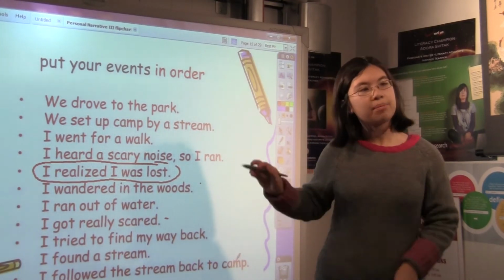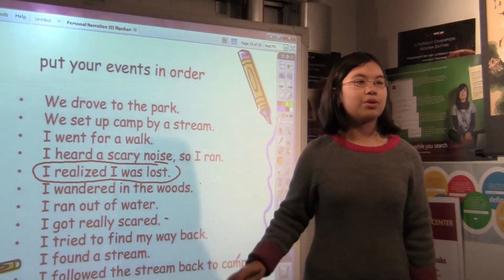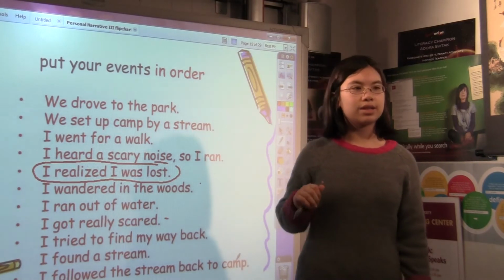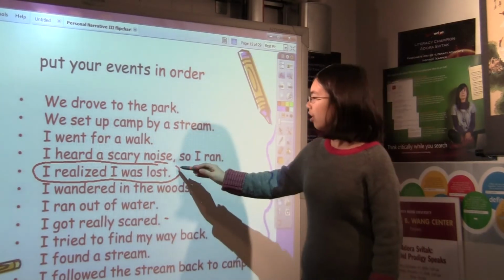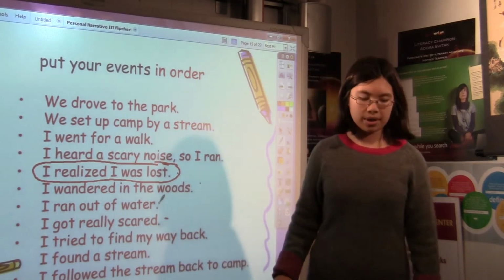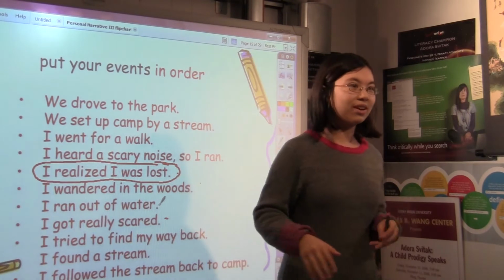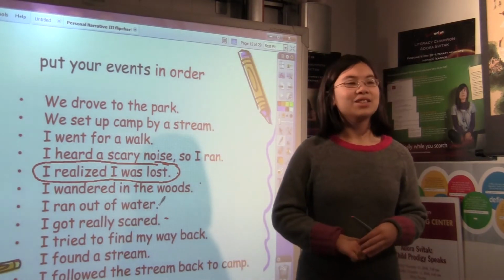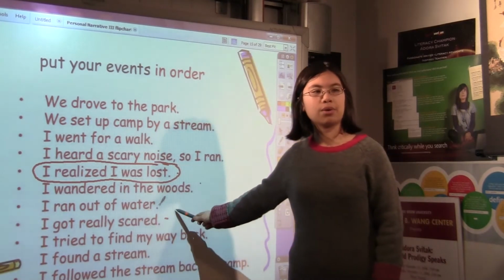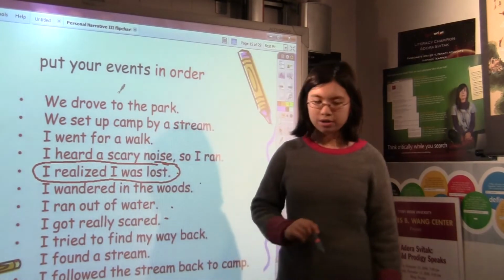But the nice thing about putting your events in order, and the reason I'm having you do this, is so that you can decide, well, what's the most exciting point? What's the really interesting, exciting point? So it might be when your conflict begins, like realizing that you're lost, or it might even be when you run out of water and you're realizing, oh no, if I don't get out of here, I'm in danger. So you want to look at this and you might want to start your narrative at a really exciting part, or you could start it at the chronological beginning.